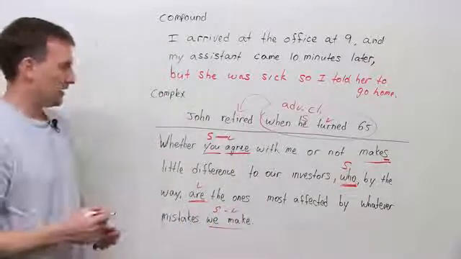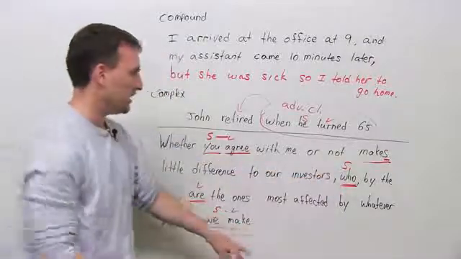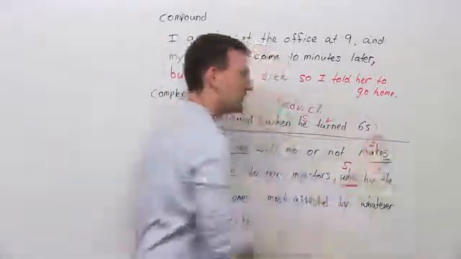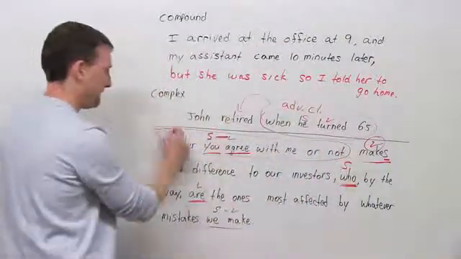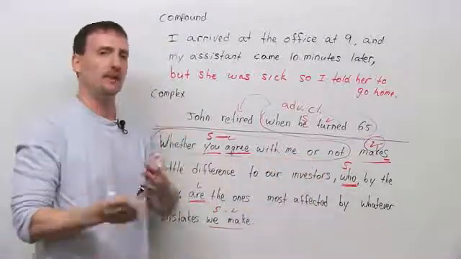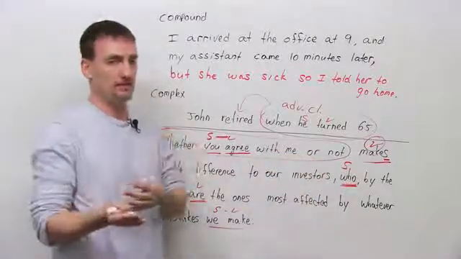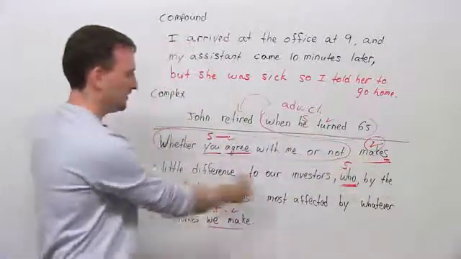So now you're thinking, okay, well, I have subject verb, I have subject verb, I have subject verb. Well, where's the verb, where's the subject for this verb? And here it is. Okay, this is a noun clause. Noun clauses act as subjects or objects. Okay, so this is your whole subject, this is your verb. Little difference to our investors.